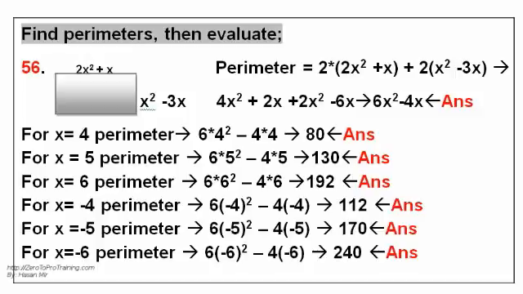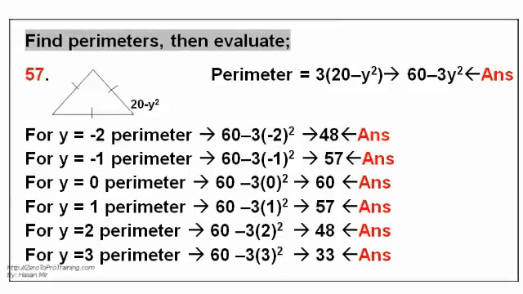Exercises. 56. Perimeter is 6x square minus 4x. For x equals 4 is 80, x equals 5 is 130, x equals 6 is 192, x equals minus 4 is 112, x equals minus 5 is 170, x equals minus 6 is 240.